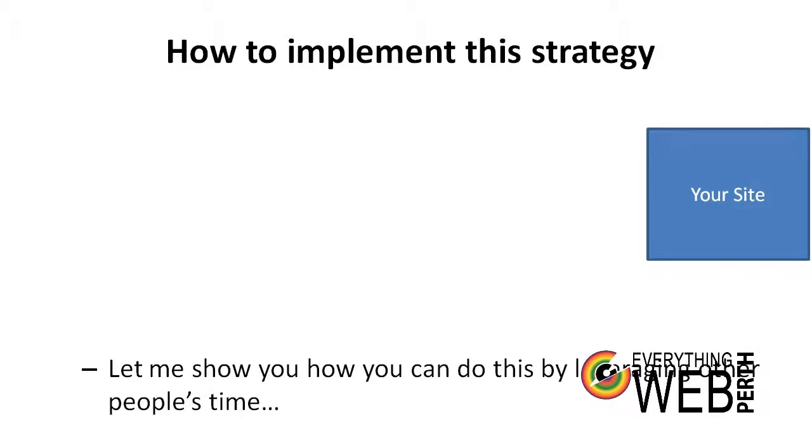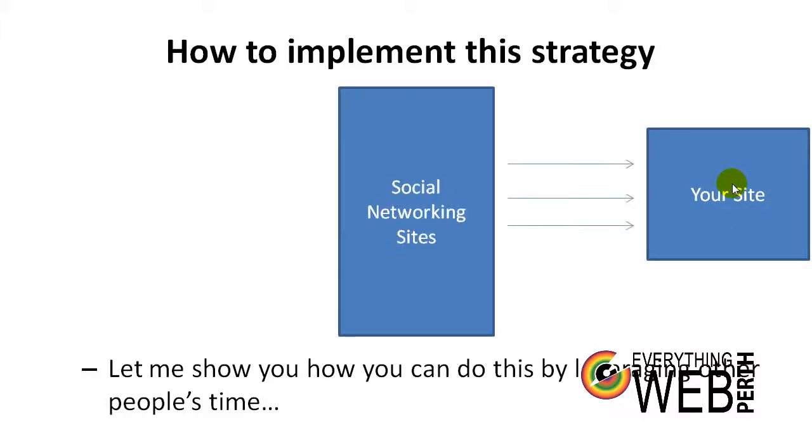So this is basically how you're going to implement this strategy. This is your website here. It can be your website, it can be a video on YouTube, whatever. It doesn't have to be specifically your site. But in this case, we recommend that you use a WordPress site and that you set it up here. Then you have social networking sites like Digg, Delicious, StumbleUpon, and so forth, and they are pointing to your site.